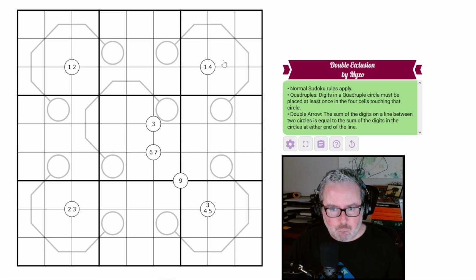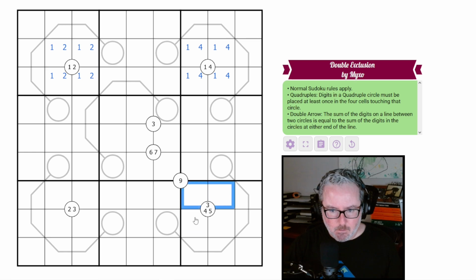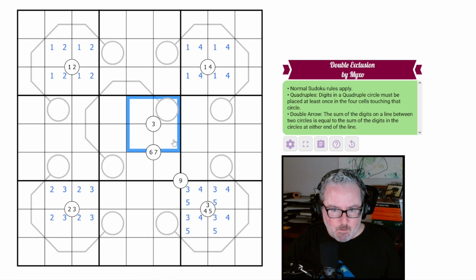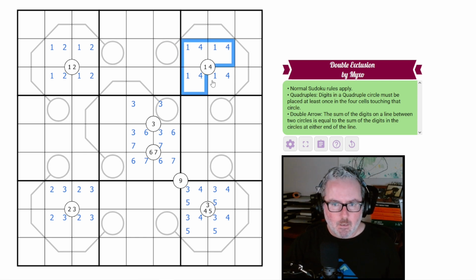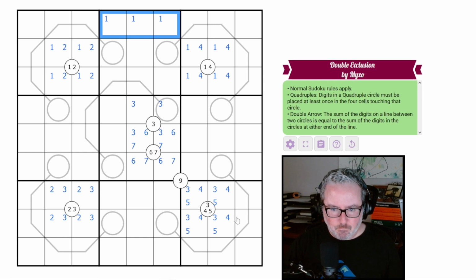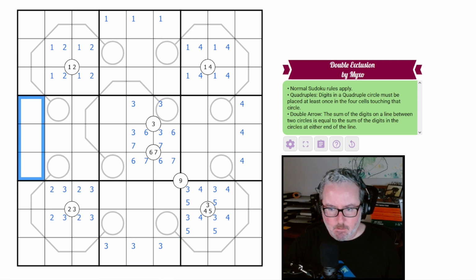Let's see what we're doing. I'm going to do a little bit of quick pencil marking, and then we're going to start looking at X-wings. 3 and then 6, 7. These ones aren't necessarily as useful, but I just put it in because I was doing it. So we have an X-wing on 1s, so one of these is a 1. We have an X-wing on 4s, so one of these is a 4. We've got an X-wing on 3s, so we get 3 out here. And we have an X-wing on 2s, so one of these is a 2.